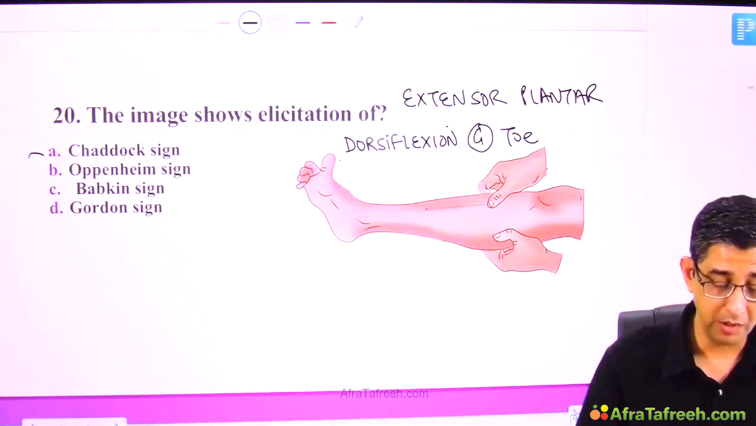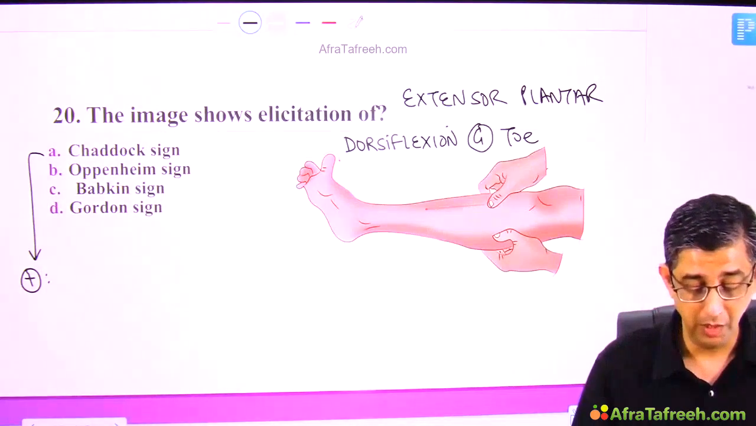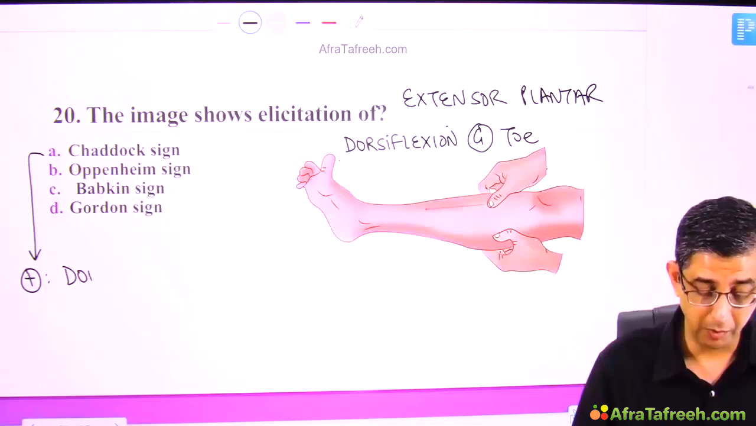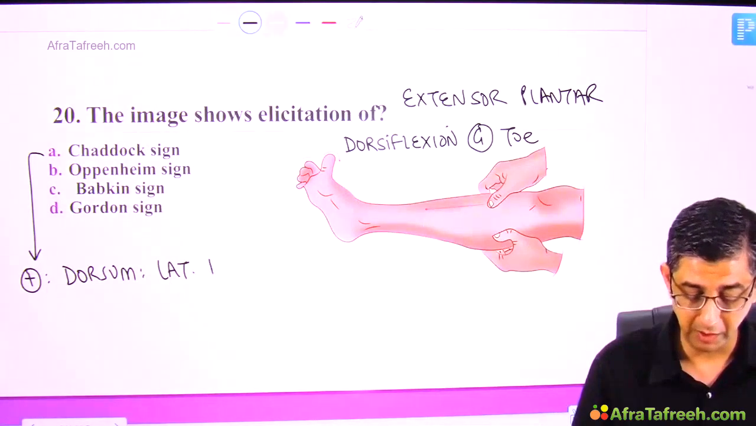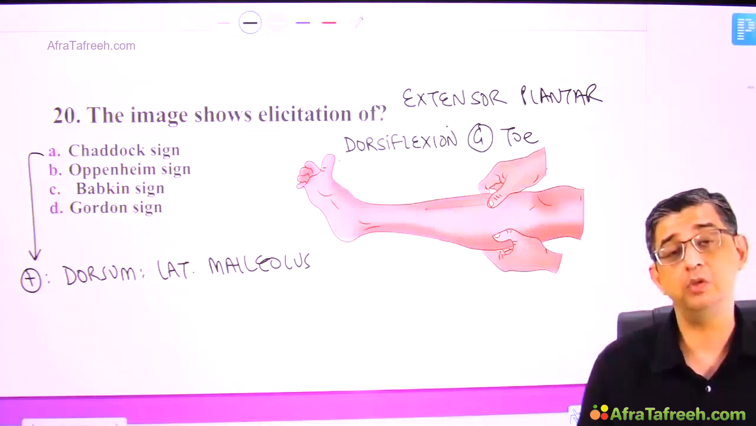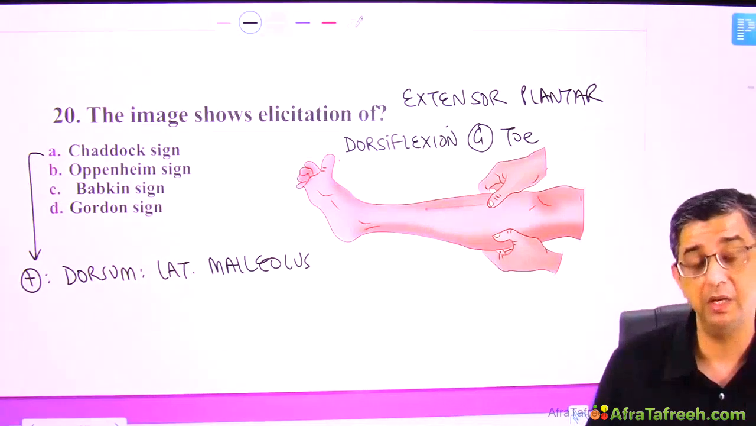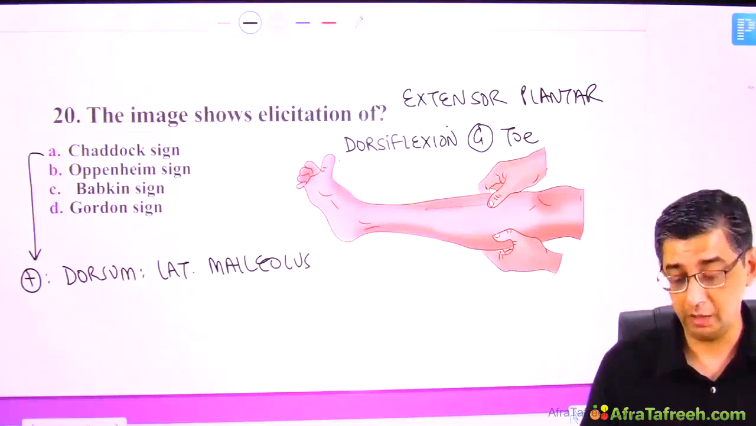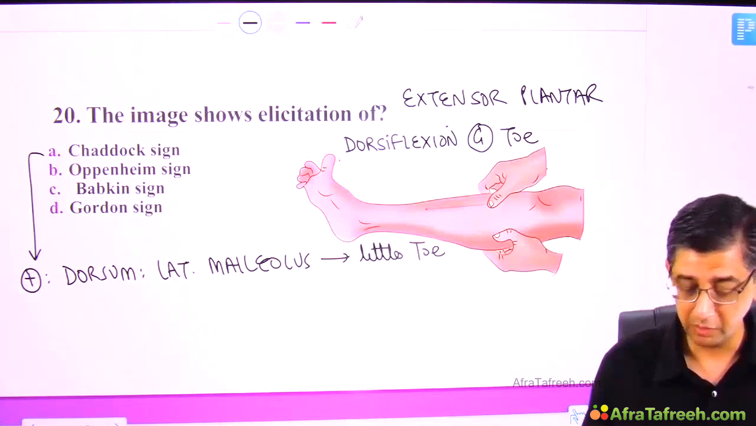You see, in Chaddock sign, the stimulus is given not in the sole of the foot. The stimulus is given in the upper part of the foot, that is from the lateral malleolus. Remember my words very characteristically, that in Chaddock sign, you are trying to check for damage to the corticospinal pathway by not stimulating the sole of the foot like in Babinski sign. It is in the upper part of the foot, from the lateral malleolus to the little toe. The finding is still the same, that is dorsiflexion of the great toe.